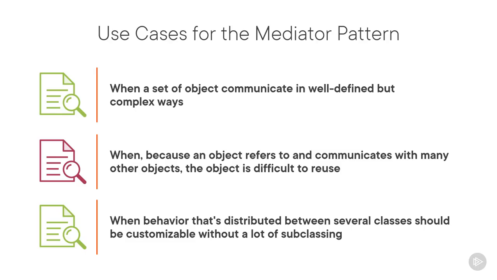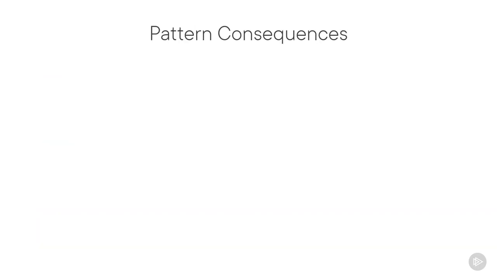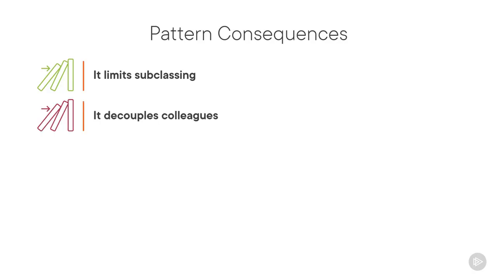Let's continue with the pattern consequences. There are 5 important potential consequences to this pattern. First of all, as we just detailed as last use case in the previous clip, it limits subclassing. A second consequence is that it decouples colleagues. Thanks to the mediator, they are now loosely coupled instead of requiring the colleagues to know about each other.